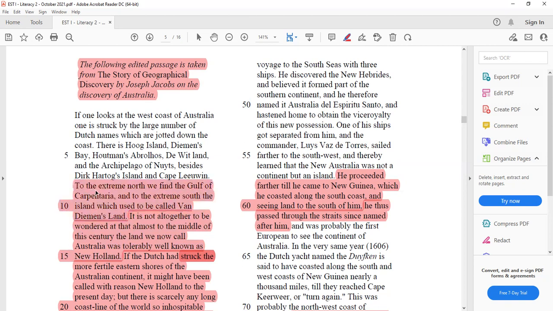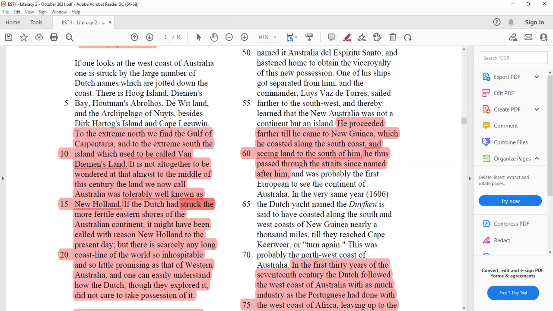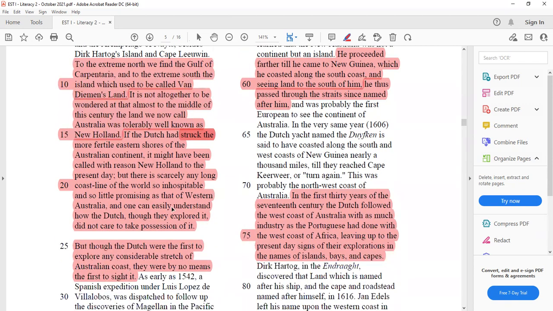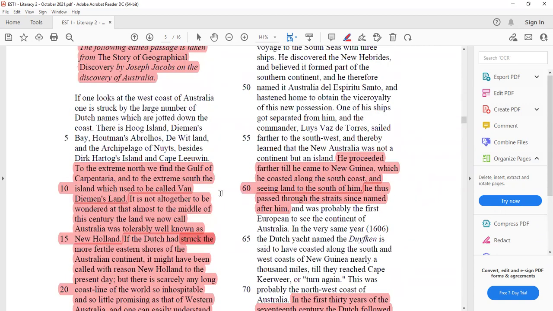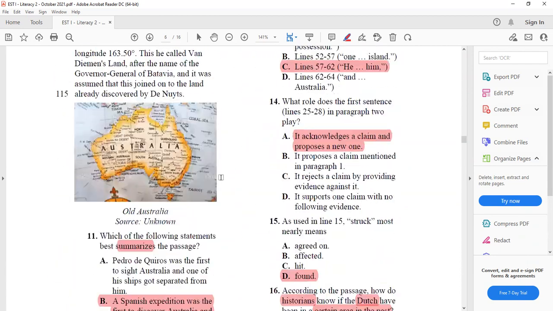So from here, to the extreme north we find the Gulf of Carpentaria, and to the extreme south, the island which used to be called Van Diemen's Land. It is not altogether to be wondered at that, up to the middle of this century, the land we now call Australia was tolerably well known as New Holland. So this can be possible, and it was even mentioned in one of the lines that if they discover fertile land, they are going to call it Holland, but I can't find it right now. So the one that is possible is going to be the one related to Holland.